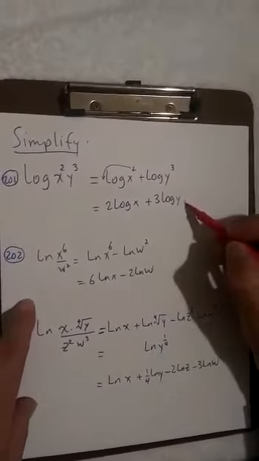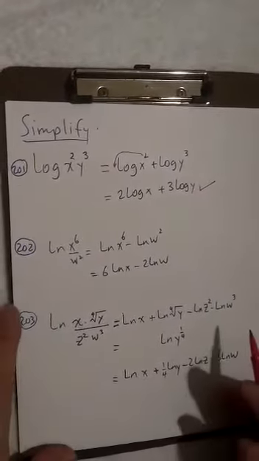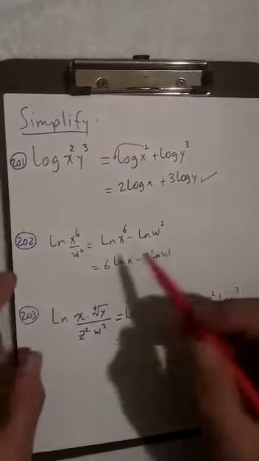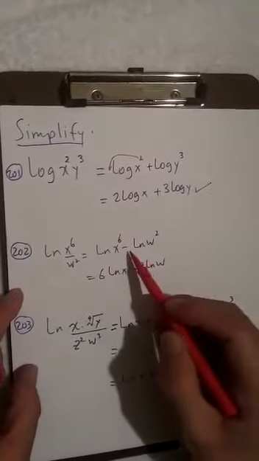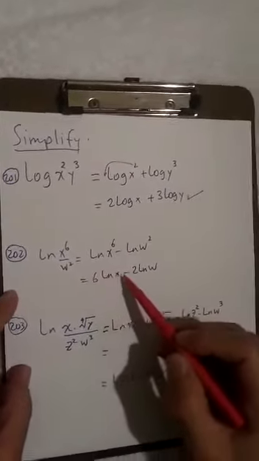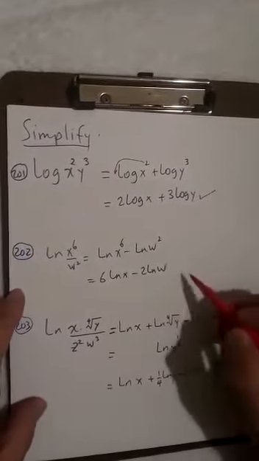Done. For this one, ln of x to the power 6 over w squared, separate them. It will be ln of x to the 6 minus ln of w squared. Then take the 6 in front, 6 ln x minus 2 ln w. Done.